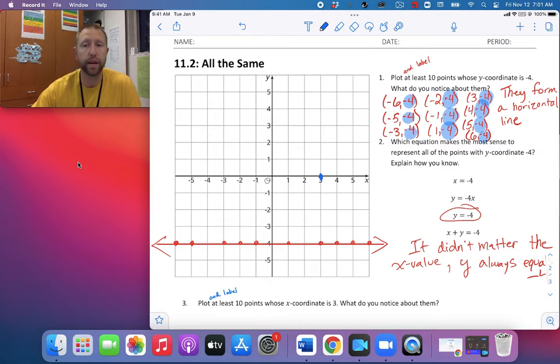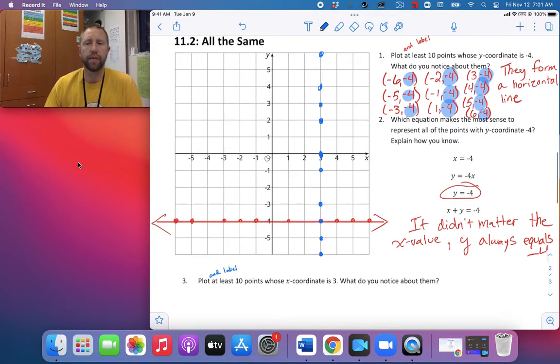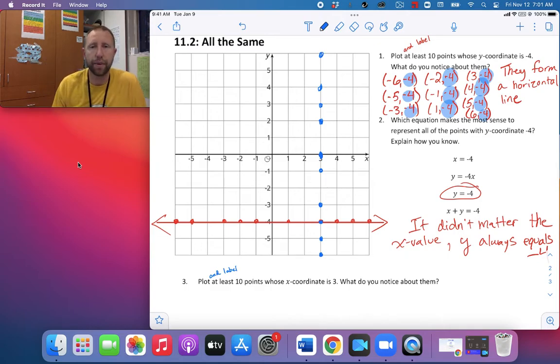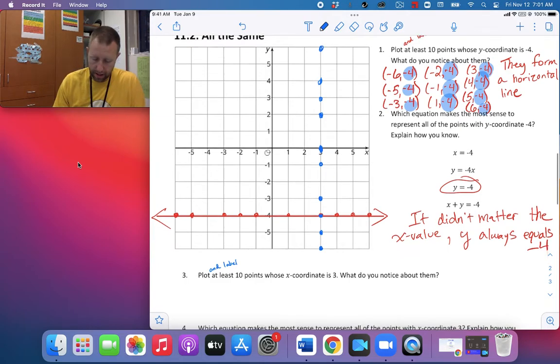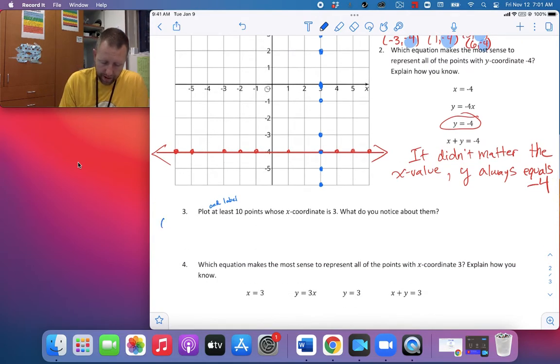I'll put a point there where x is 3. And then this point also has an x-coordinate of 3, and this one, and this one, and this one. And then I'll go here. How many am I up to? 1, 2, 3, 4, 5, 6, 7, 8, 9, and 10. All right. So to label all of those, I'm just going to start on the top and work my way down. It goes all the way to 3, 6.